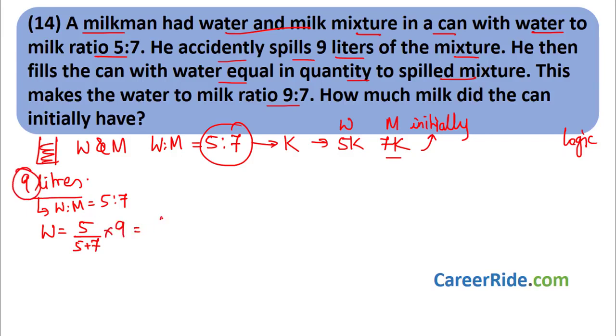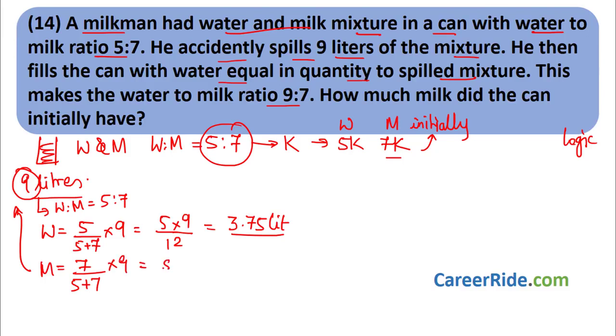It is given by 5 upon 5 plus 7 into 9, that would be nothing but 3.75 liters. Okay, this much water is removed. Then how much milk gets removed? That means how much milk is there in this 9 liters? It would be 7 upon 5 plus 7 into 9, that would come out to 5.25 liters. So this much water and this much milk gets removed when 9 liters of mixture spills, right?